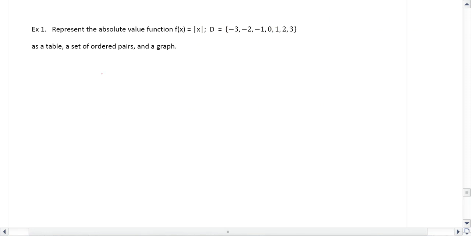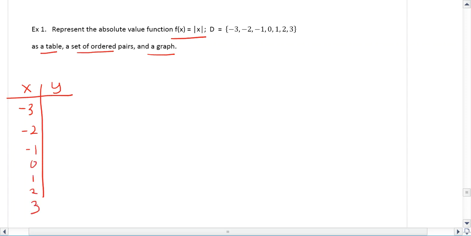Now, example 1 asks us to represent the absolute value function, f of x equals absolute value of x, given this particular domain. They want us to represent it as first a table, then a set of ordered pairs, and then a graph. So if we first set up the table, you know that the domain values go in the x column, so let's just put those in here. And let's figure out the y values that go with these inputs. So the -3 going into the absolute value becomes positive, likewise with the -2 and the -1, and if the number is positive, it stays positive.